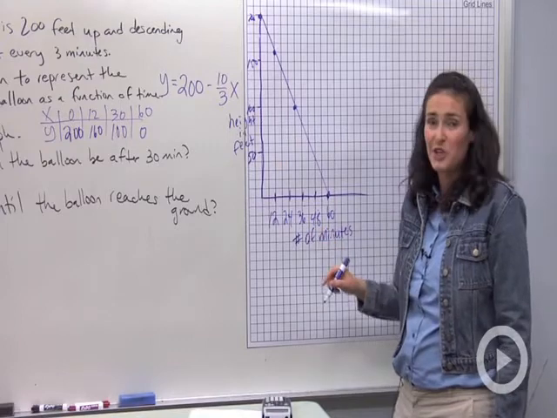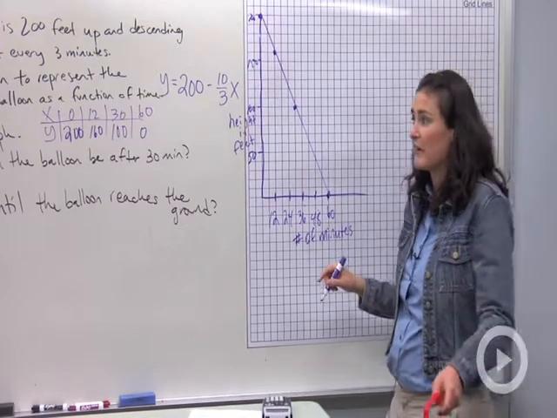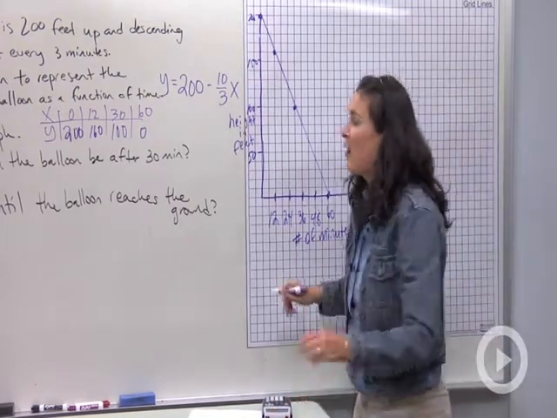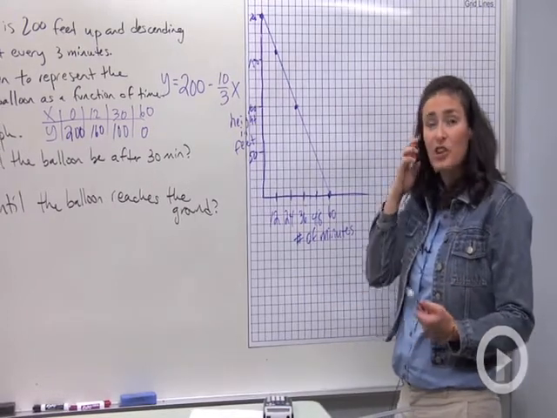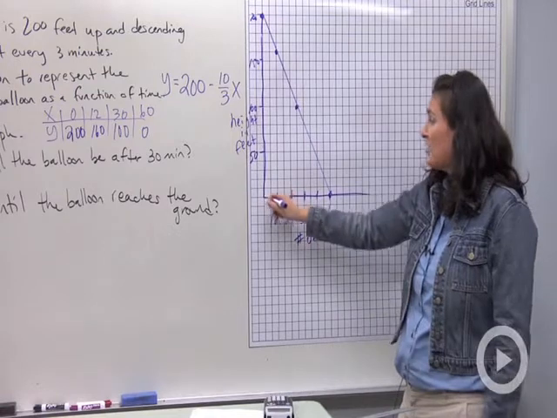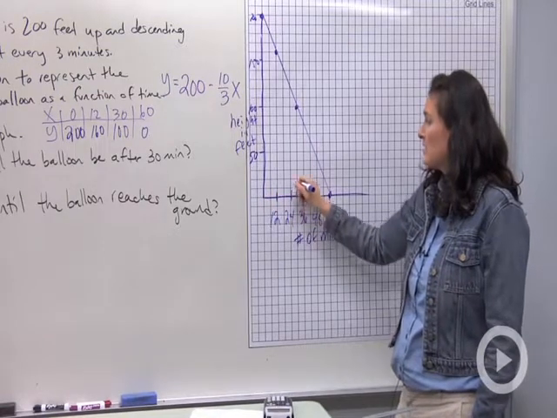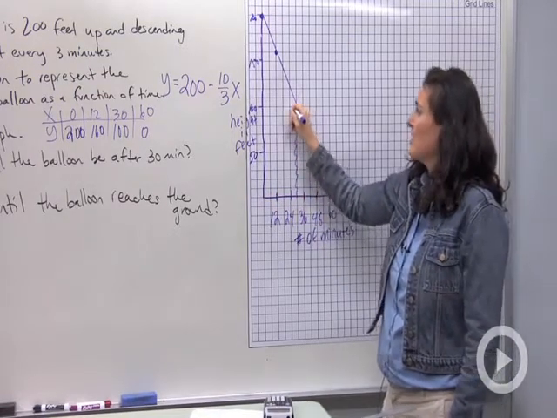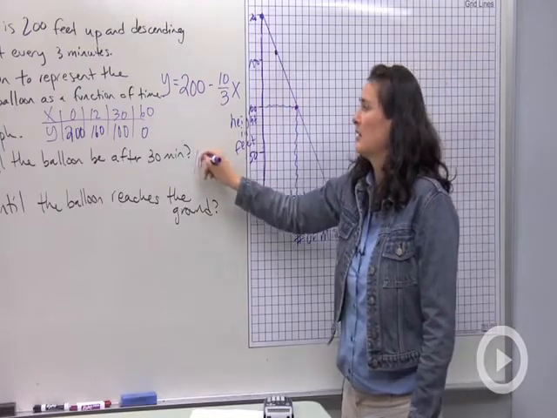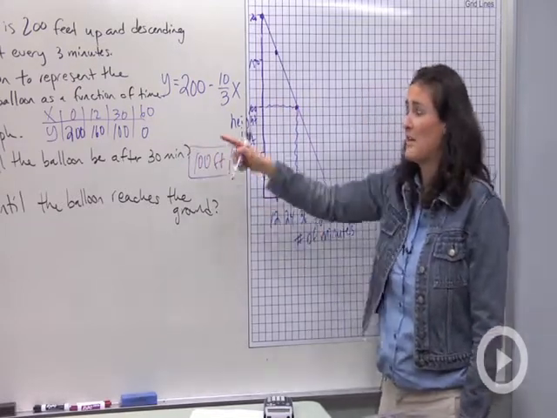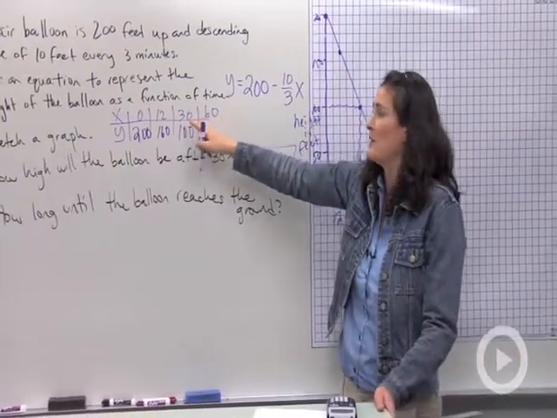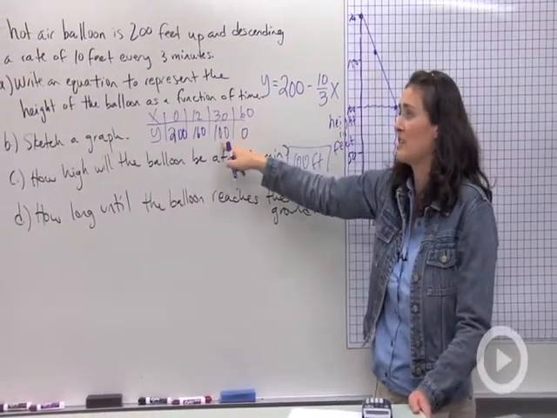Here comes part C. These are going to be a lot quicker now that I have a good graph. Oops. Part C, how high will the balloon be after 30 minutes? This is why a good graph is super useful. I can just look on my thing and say, oh, 30 minutes, the balloon is 100 feet high. Another way I could have found that out is by looking at my table. I was lucky, I chose 30 as one of my x values, and there it is.